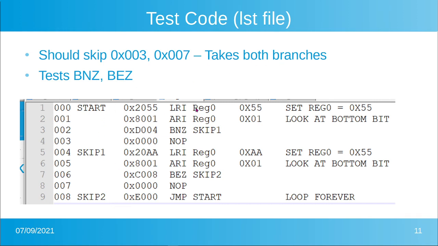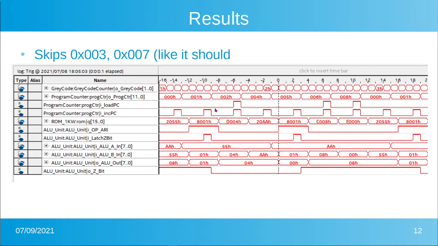Here's what that assembles to in the listing file. This will test the branch not 0 and the branch equals 0 for branches that are taken. It will not test them for branches that are not taken. So what do we look at? We see 0, 1, 2, skip 3, 4, 5, 6, skip 7. That's exactly what we would expect from branches that are taken. We see a load PC for the first branch, we see a load PC for the second branch, and we see a load PC signal for the jump here.